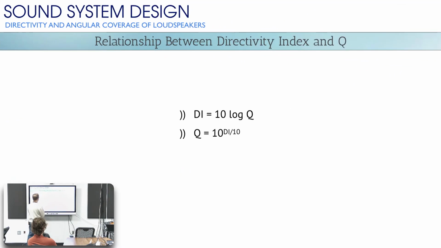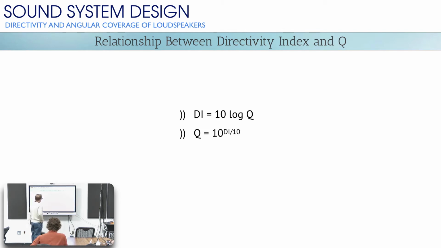So let's take a look at the math here. We're not going to do any of this math because this should be familiar to you by now. But I just want you to see the mathematical relationship between directivity index and Q. So directivity index is 10 times the log of Q. And the Q is 10 to the power of directivity index divided by 10. These should be very familiar formulas to you by now. So if you have Q, you can derive directivity index and vice versa using those mathematical equations.